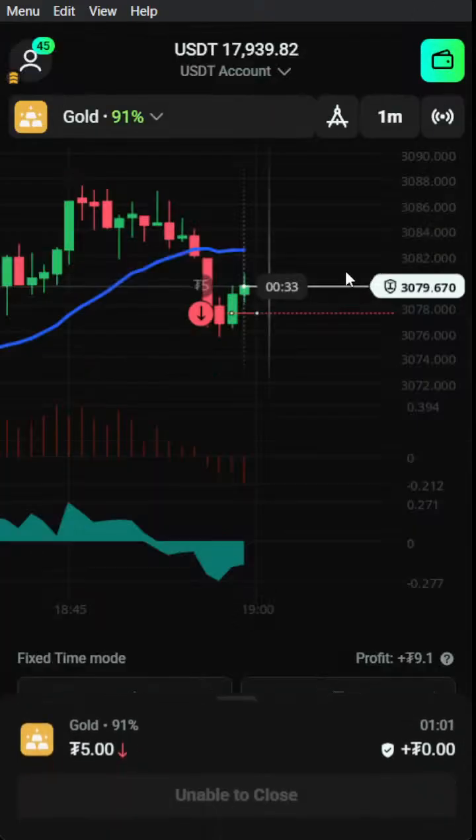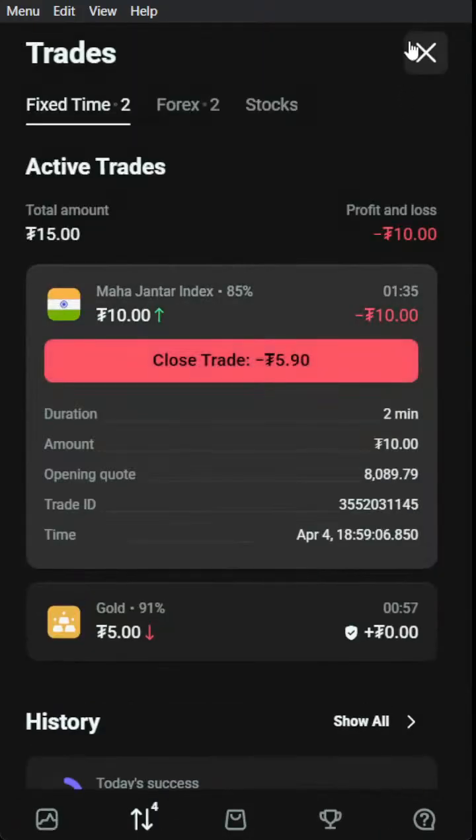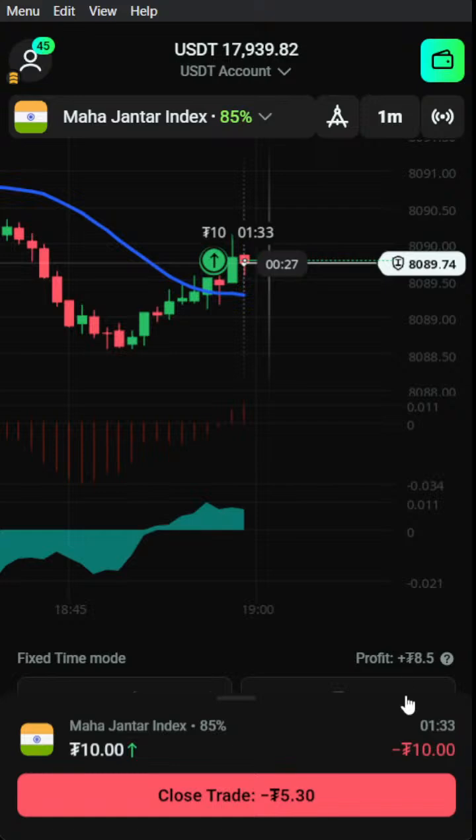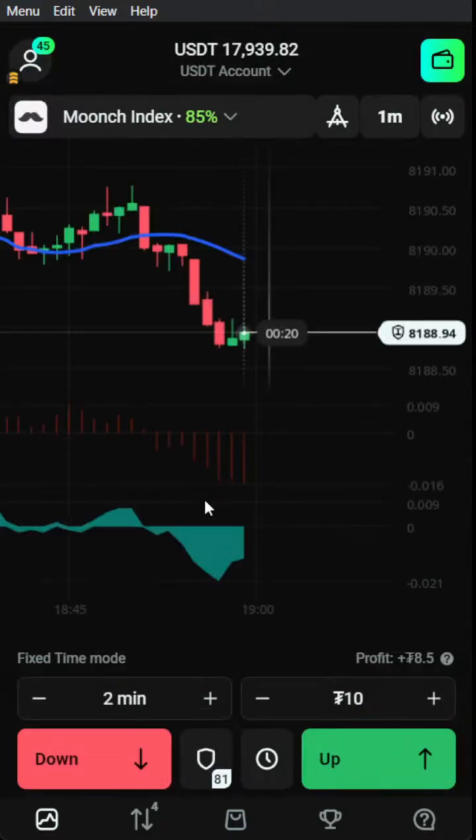Okay, let me check gold. As I told you, gold and I have something, right? Mahajantar, you never know. It's still going on, so anything can happen. I'll come back to Mahajantar. I'll keep checking different assets.